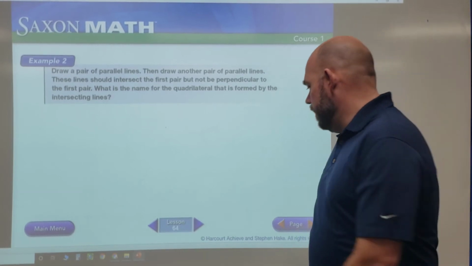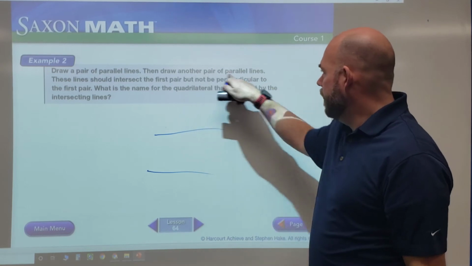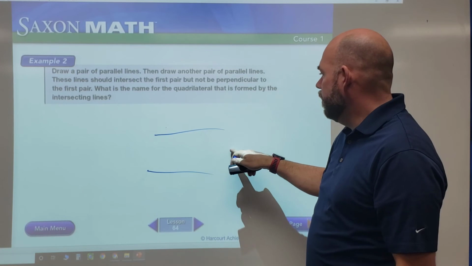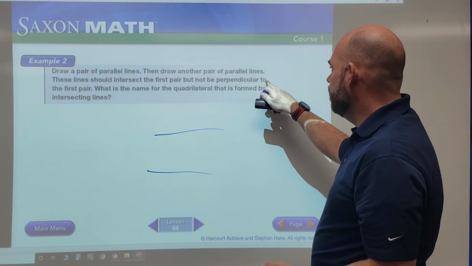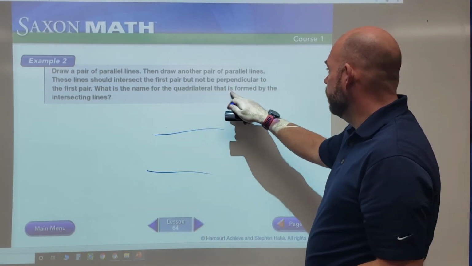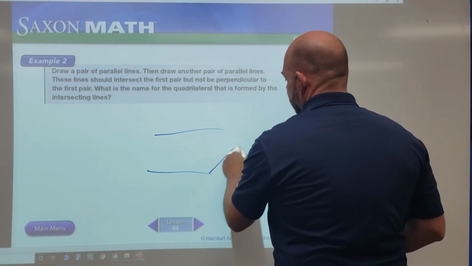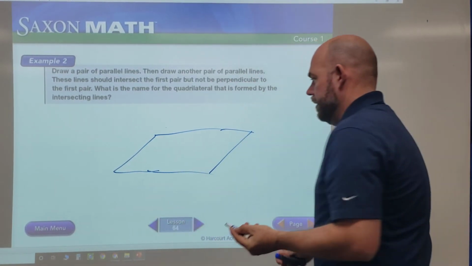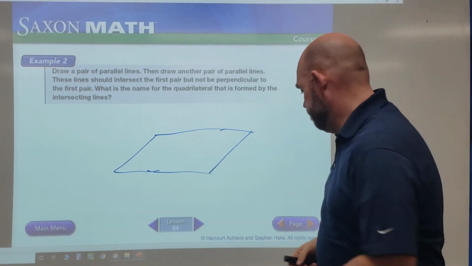Draw a pair of parallel lines. Okay. Got it. Then draw another pair of parallel lines. These lines should intersect the first pair, but not be perpendicular. If it was perpendicular, it would just be a rectangle or a square. But if it's not going to be perpendicular, then we're going to go at an angle. What's the name for the quadrilateral that's formed? If they have to be parallel, let's say we go that angle. For this one to be parallel over here, we have to go the same angle. And that's going to be what it looks like. What's that called? That's just a parallelogram.